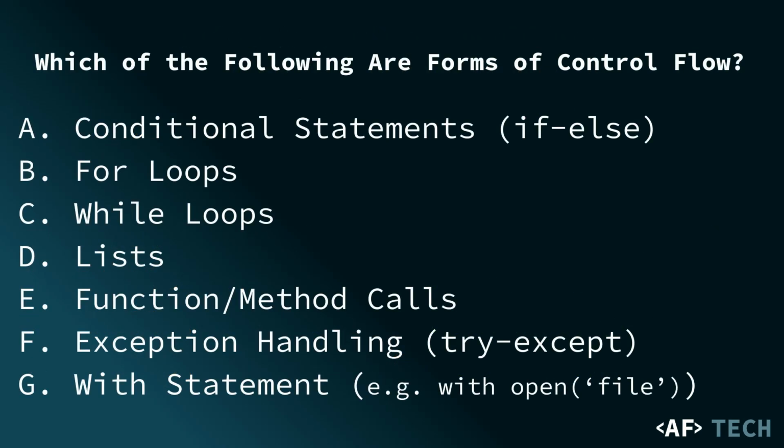Which of the following are forms of control flow? Conditional statements, for loops, while loops, lists, function or method calls, exception handling, or with statements? All of them except for lists are forms of control flow. If you remember, we briefly went over with statements, which are just a safer way to open files.